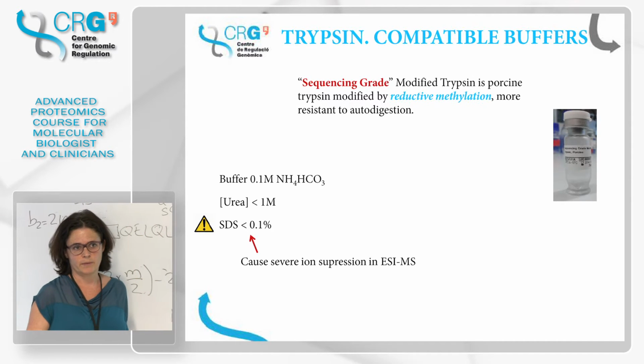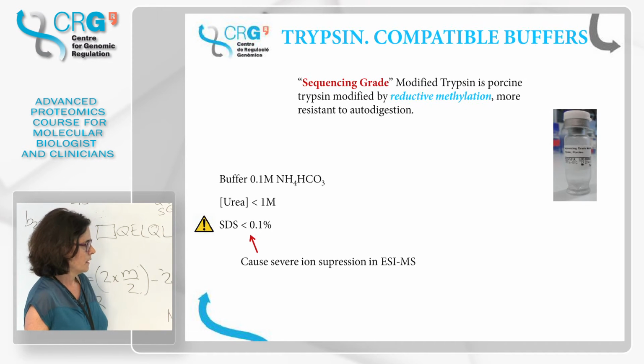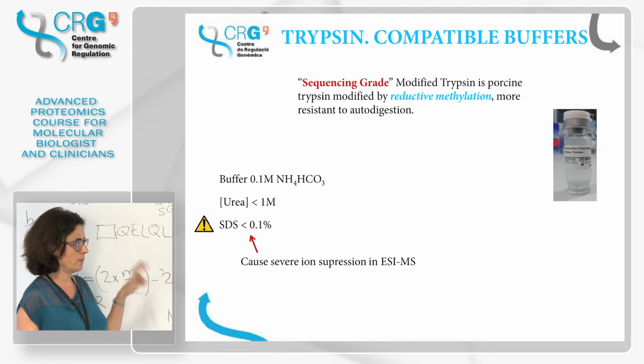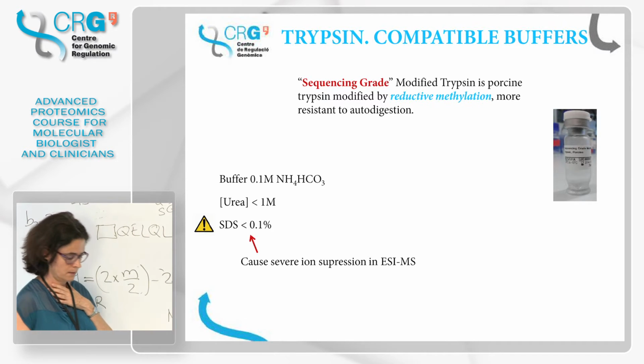Why less than 1 molar? Because if it's higher than 1 molar, the trypsin is denatured, and it's not going to work. If you read about buffers compatible with trypsin, you will see that it can also work with a low percentage of SDS. But be careful, because this low percentage will allow the trypsin to work, but it will kill your signal in MS. Okay? So always be very careful with detergents.